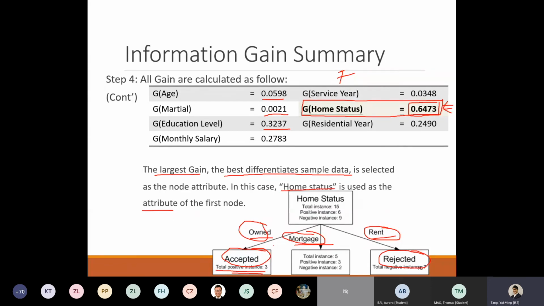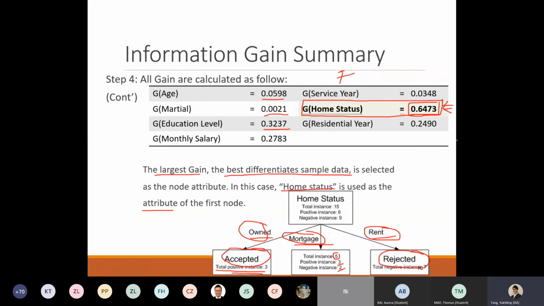It's very interesting. After you find the home status as the root node, for those 3 customers who own the flat, the bank will accept their offer. And for the 7 who rent the flat, the bank will reject their offer based on the historical data. It's very clear. It's already divided into 2 groups. And then how about those who do the mortgage? 5 of the customers do the mortgage, and 3 of them are positive instances and 2 of them are negative instances.